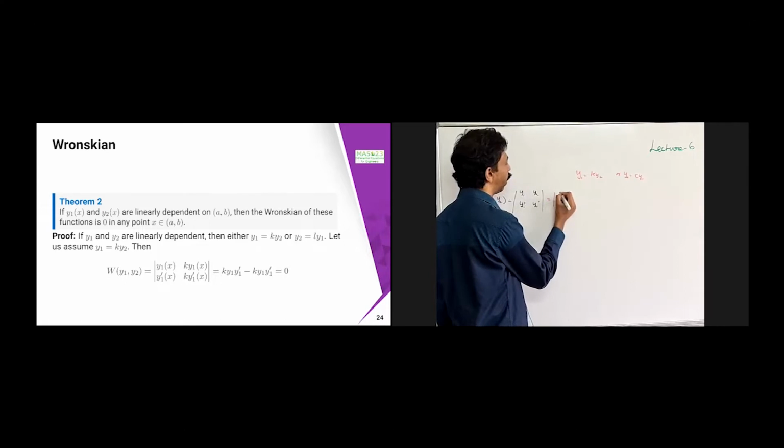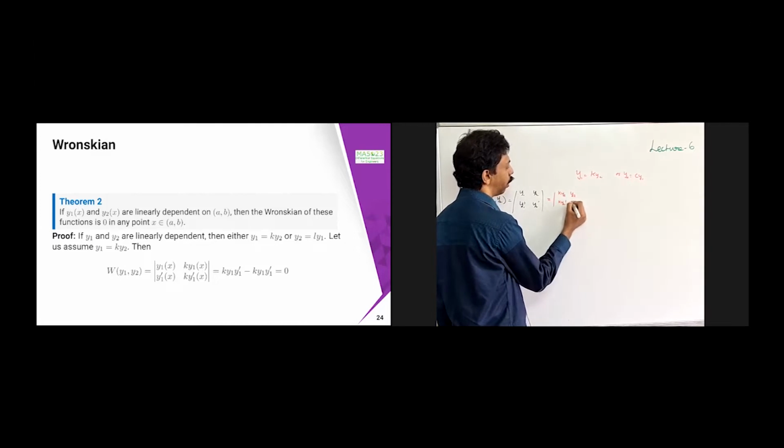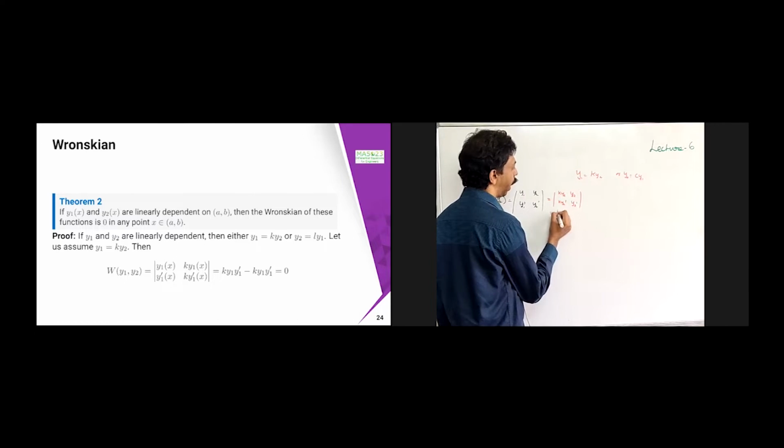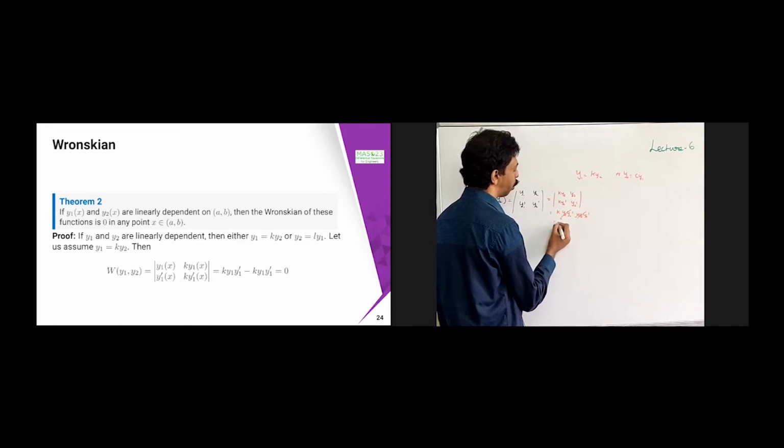I can write here. This is going to become k y2. I can write it: this is going to be y2, and this is going to be k y2 dash, and this is going to be y2 dash. So in this case, it is going to become k. I can take it, so this is going to become y2 dash minus y2 dash. So minus k into y2 dash. Both are going to become 0. Therefore, this is going to be 0.